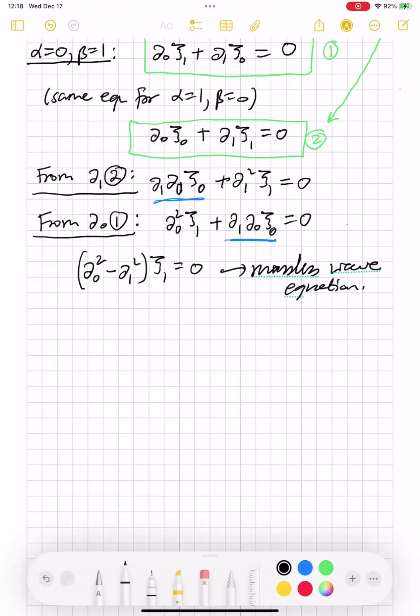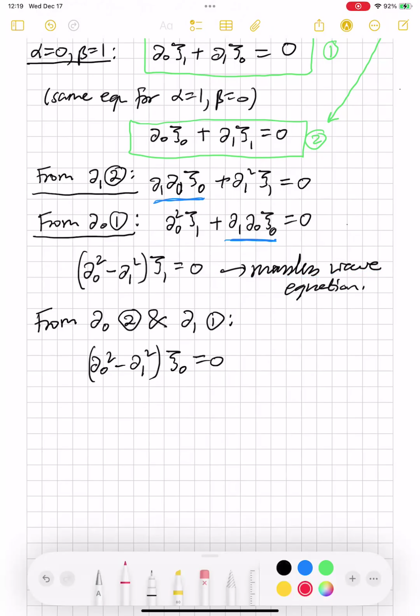And similarly, we could have chosen to take the naught derivative of 2 and the 1 derivative of 1. So from d naught of 2 and d1 of 1, we would get the following equation. d naught squared minus d1 squared on zeta naught is equal to naught. So let's just box these two in red. So what have we learned?